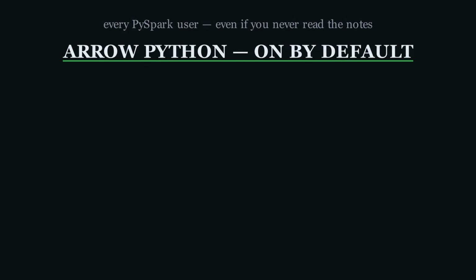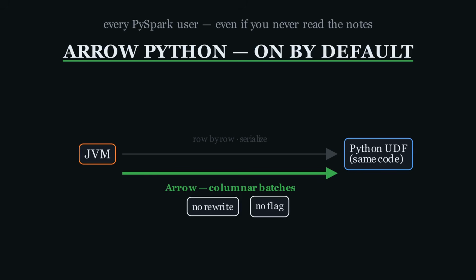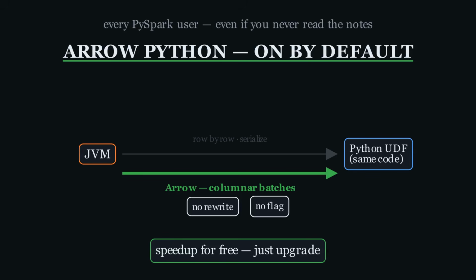Start with the one change that touches every PySpark user, whether you read the release notes or not. Arrow-optimized Python is now on by default. Your existing Python UDFs, the exact same code, now ride the faster columnar path between the JVM and Python. No rewrite, no flag to flip. If your jobs lean on Python UDFs, you may get a speed up for free just by upgrading. For a lot of teams, that single line is the whole reason to bump the version.